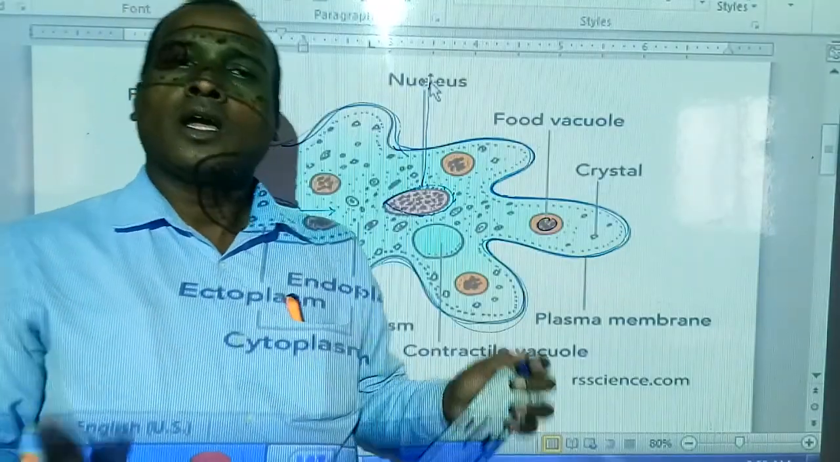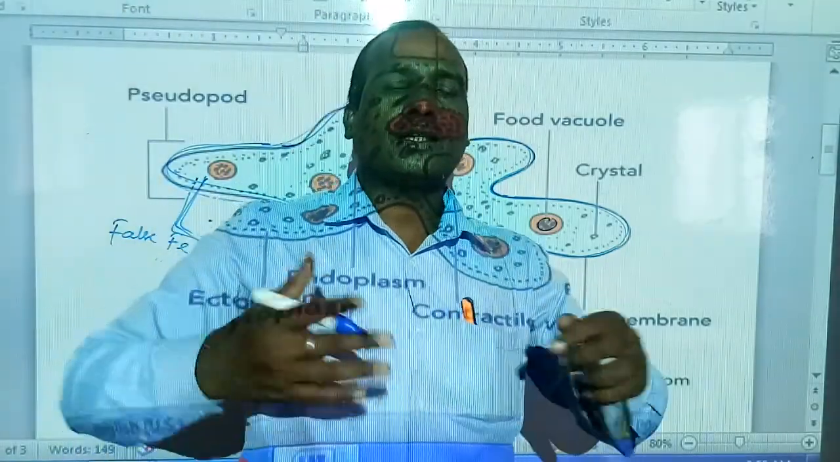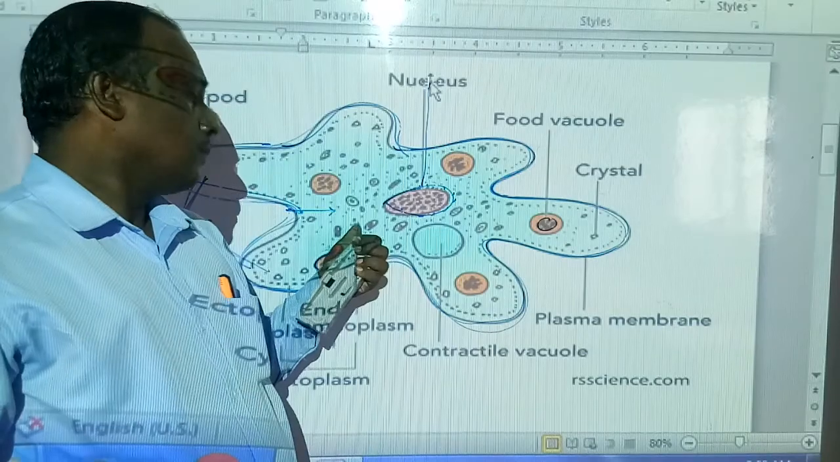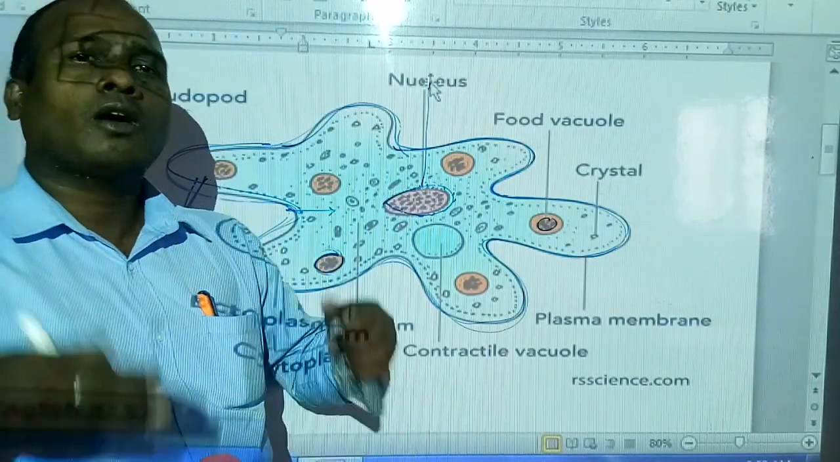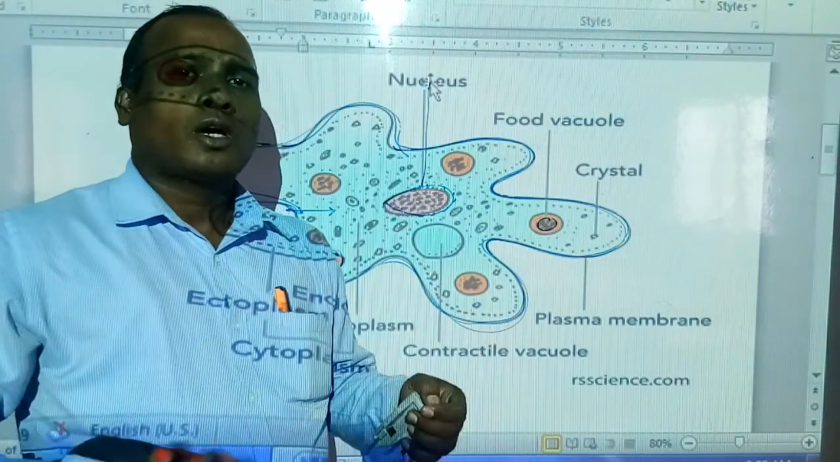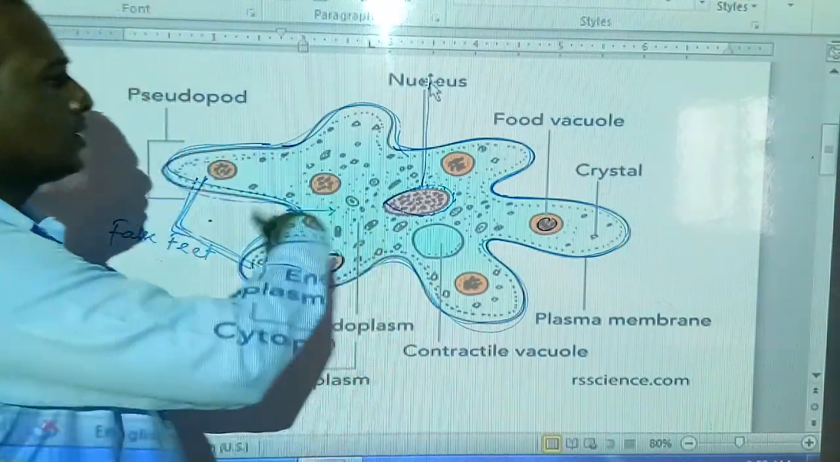This is the procedure of nutrition in the amoeba, and by that way it gets energy for reproduction and improves its growth. In that way it develops.